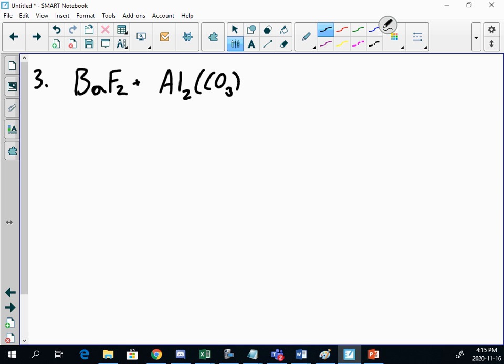Al2CO3, which after a double replacement reaction is going to give me barium carbonate, BaCO3, and aluminum fluoride, AlF3.